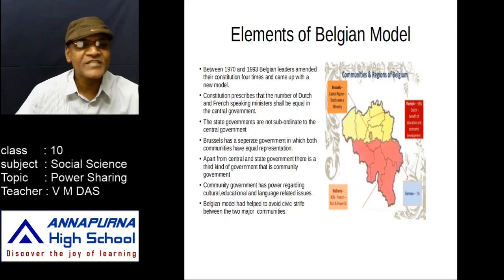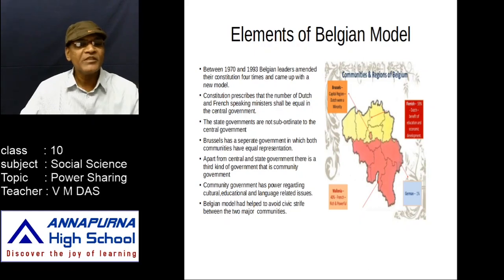Apart from the central and state governments, there is a third kind of government in Belgium, that is the community government. The leaders in the community government are generally elected by each language group. They have authority and power over cultural, educational, and language related issues.